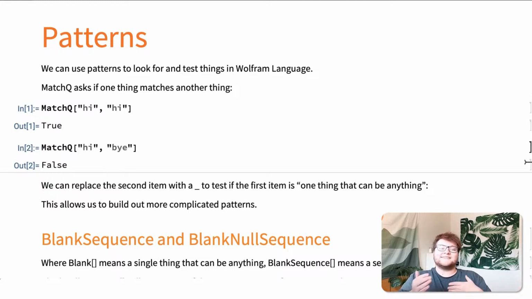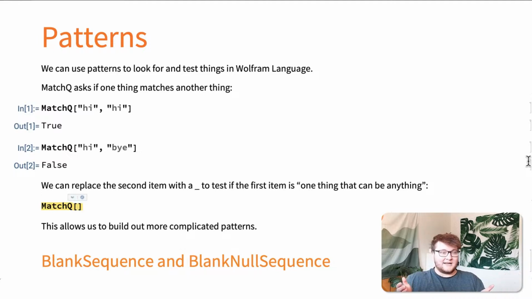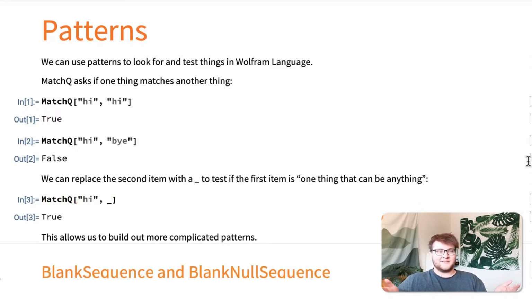We can replace the second item with a blank to test if the first item is one thing that can be anything. So if I do a string of the word hi, comma blank, and ask if it matches, I'm going to get true, because a string of the word hi is one thing that can be anything. And this allows us to build out much more complicated patterns.